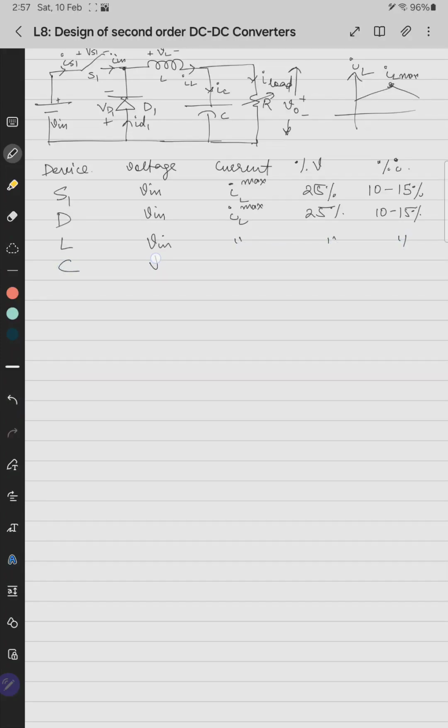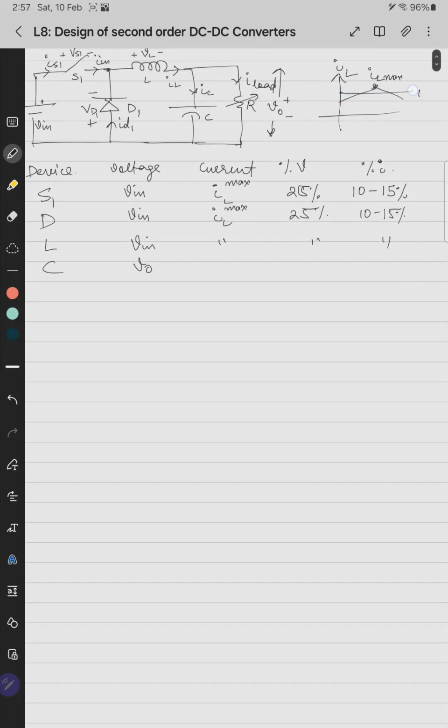For the capacitor, it should be rated for V naught instead of V in. For current, the capacitor current has an average value of 0, so it should be rated for the RMS current, that is I naught RMS current. So 15% margin for voltage and 20 to 25% for current. That is for a typical electrolytic capacitor, the permissible limits for a polarized or electrolytic capacitor.